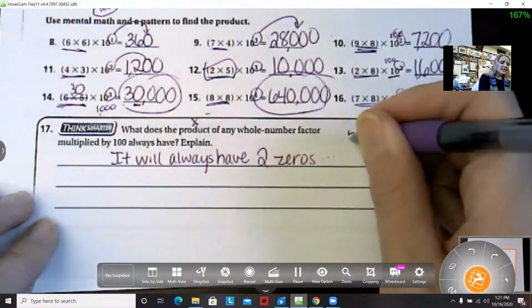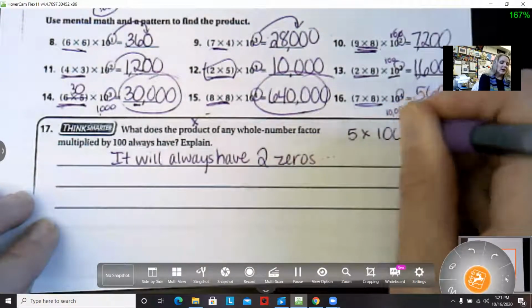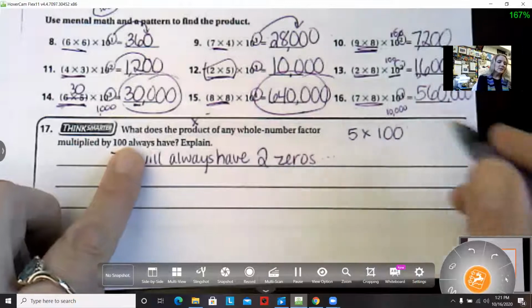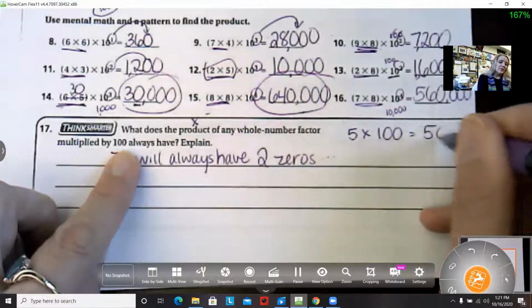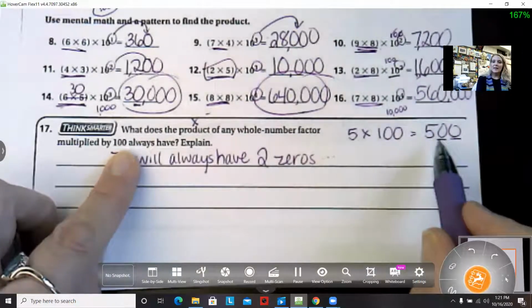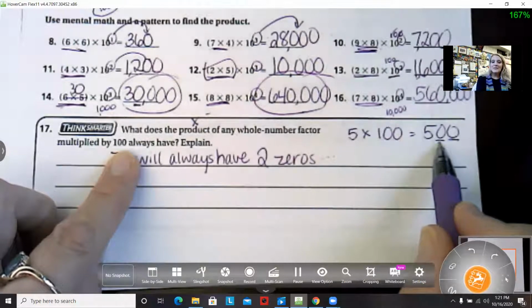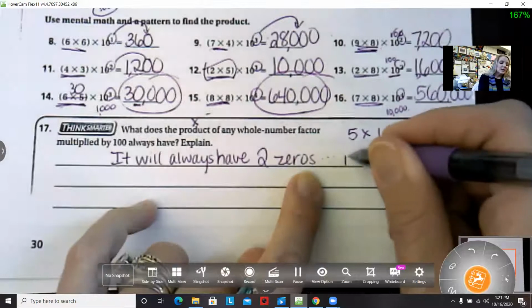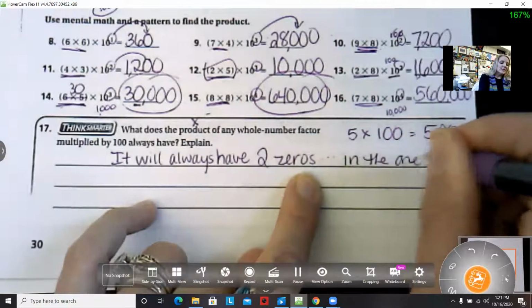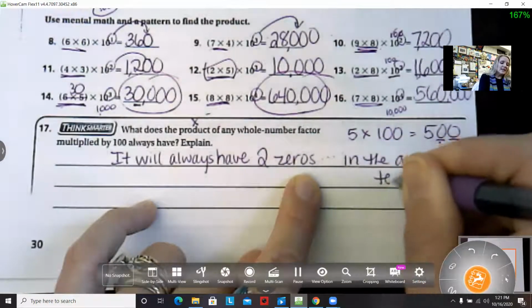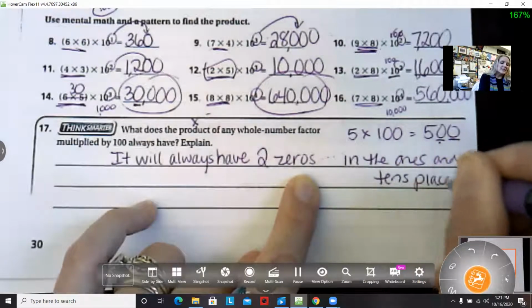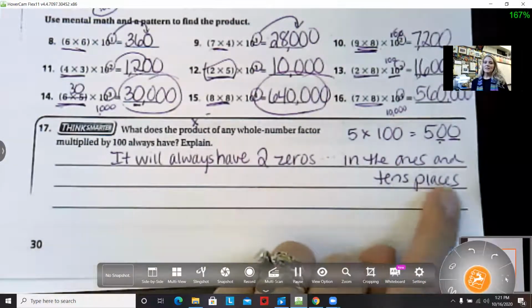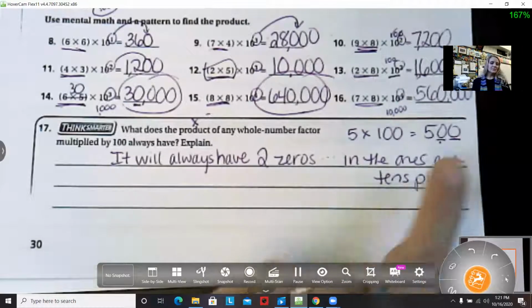Say, for instance, I take 5 times 100. Anything times 100? Well, I know that's 500. What place value are they in? The ones and the tens. Good. It will always have 2 zeros in the ones and tens places. In the ones and tens places. Ones, tens.